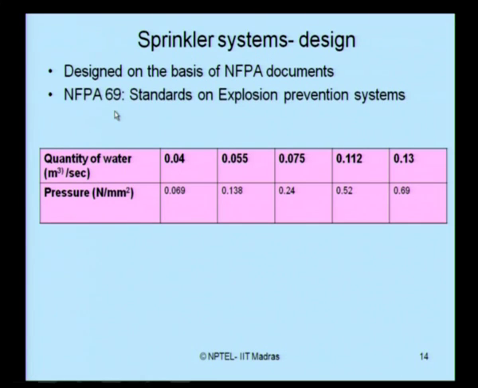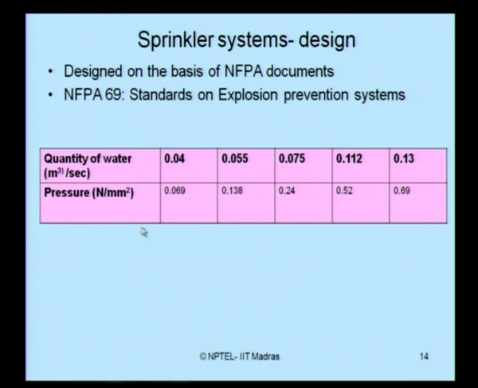So NFPA 69 basically tells you what is the minimum quantity of water which should be available on sprinkler systems at what pressure. For example, if the quantity of water is about 0.04 meter cube per second, which I call QMAC in my discussion, then it must operate at a pressure of 0.069 Newton per millimeter square. If you have a large quantity of water equivalent to about 0.13 QMAX, then you must operate this at a pressure of about 0.69, which is 10 times this.